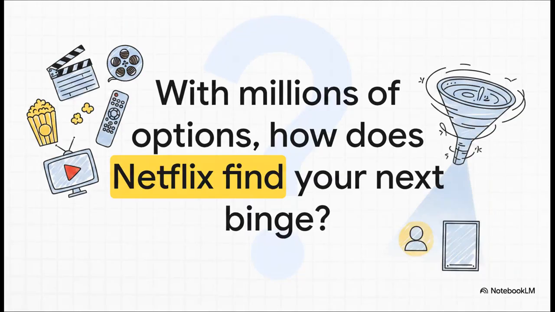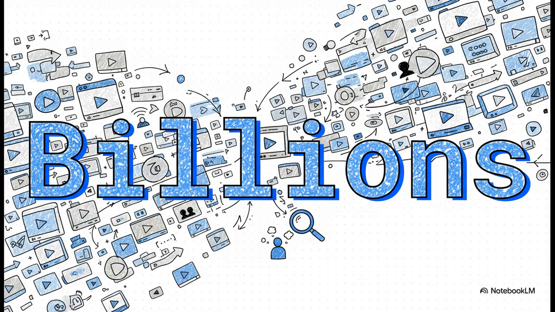All right, let's just frame the problem here, because it's a big one. Think about Netflix. You open it up, and there are literally millions of options. So how in the world does it cut through all that noise to find that one perfect movie for your Friday night? And hey, it's not just Netflix, right? The scale here is, well, it's just insane.